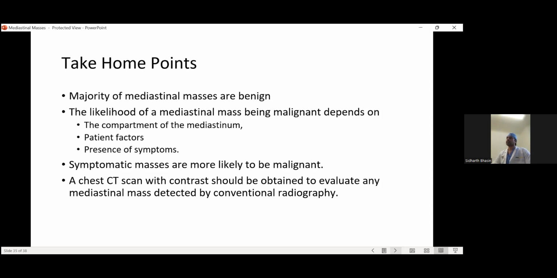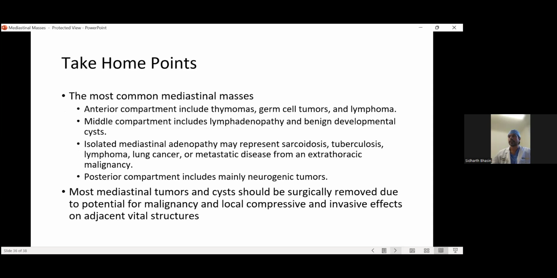A chest scan with contrast should be obtained to evaluate any mediastinal mass detected by conventional radiography. And I say with contrast because that gives you more clarity in terms of the mediastinal imaging, be it a lymph node, be it a cyst, unless the patient has any contraindication for contrast, of course, where MRI becomes the option of choice.